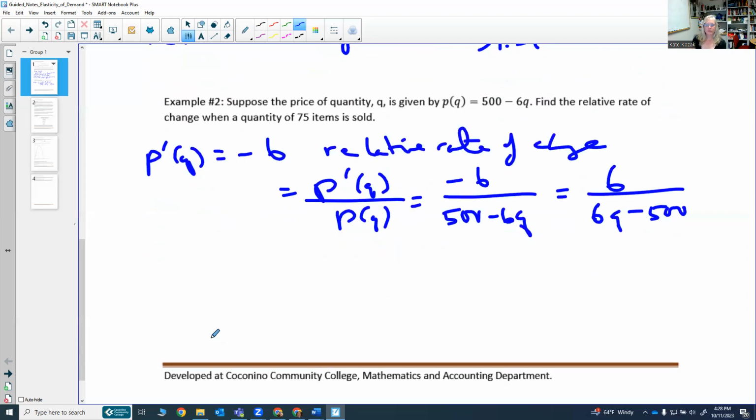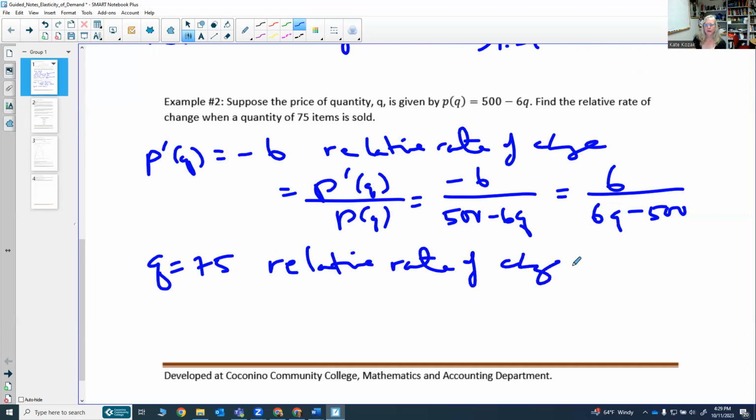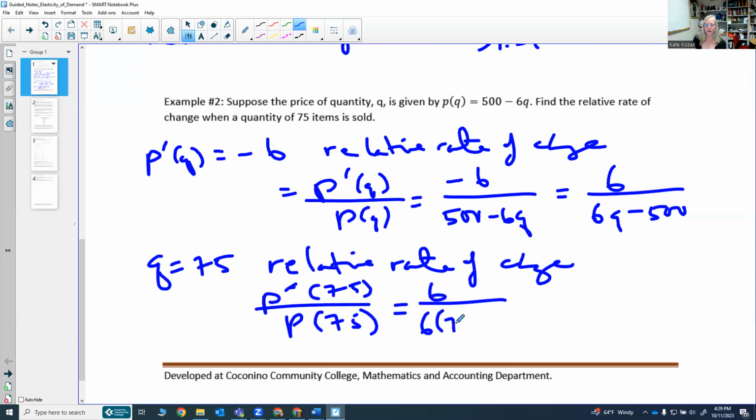When Q is 75, the relative rate of change would be P prime of 75 over P of 75. Well, that will be 6 over 6 times 75 minus 500, which is approximately equal to negative 0.12.